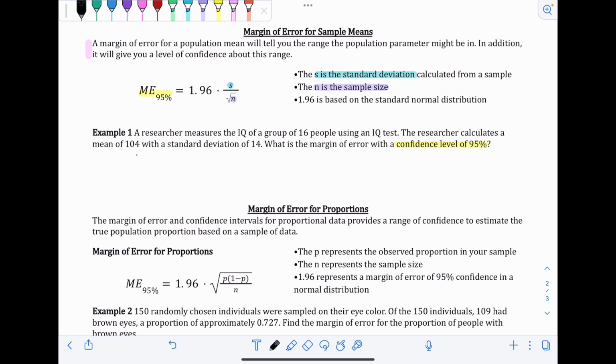Okay, so we'll say ME, margin of error, for the confidence interval of 95% equals 1.96 times, and then S will go in the numerator, and S is the standard deviation, and it says right here, we have a standard deviation of 14. And then the square root of n goes in the denominator, and n is the sample size. So it says that a researcher measures the IQ of a group of 16 people. So our sample size is 16, so it'll be the square root of 16.